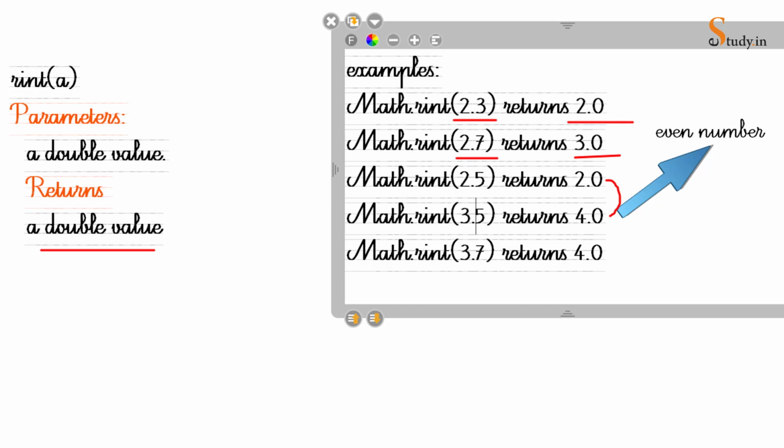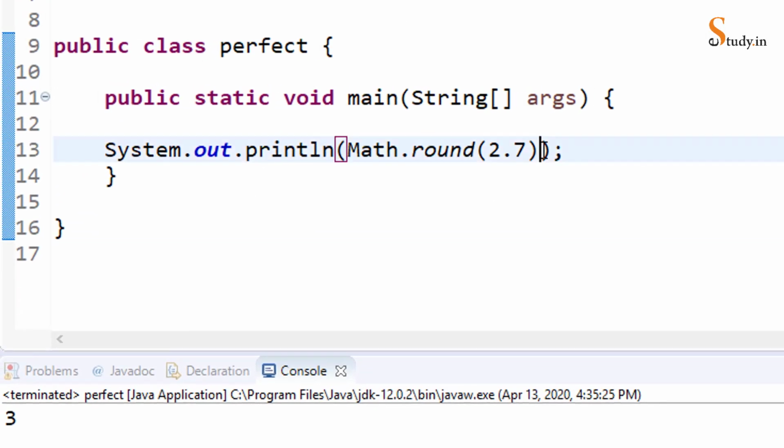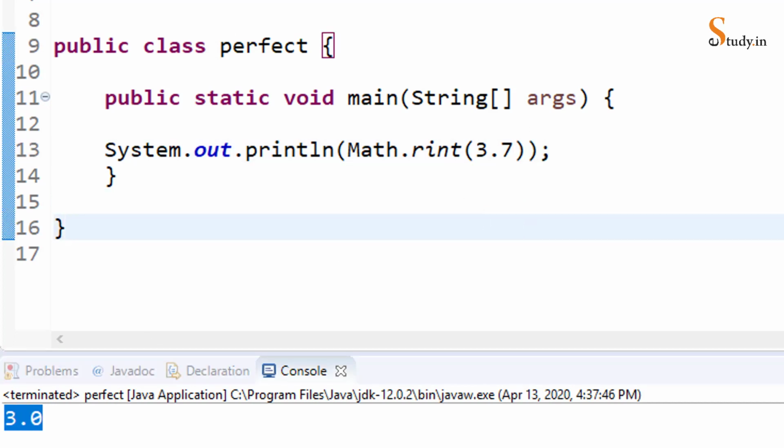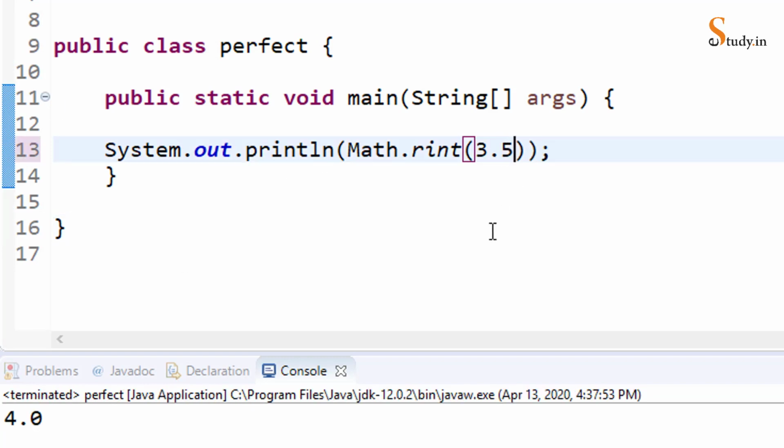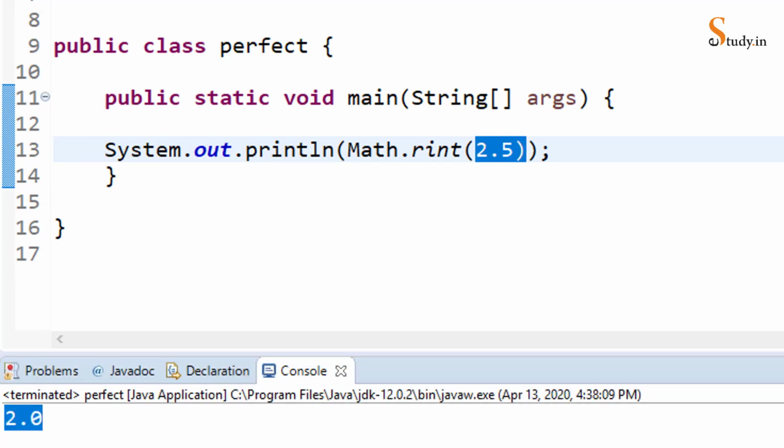So let's try out this example. We have this Math.rint. When you say 3.4, it will return 3.0. When you have 3.7, again it will return 4.0. But when you have 3.5, it will return the closest even number, which is 4.0. But here when I write 2.5, again because we have 0.5, it is going to return an even number, which is 2.0. So that is how the rint function works.